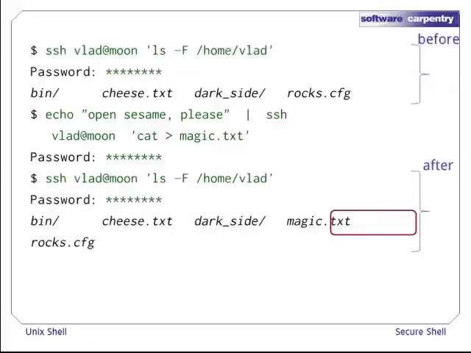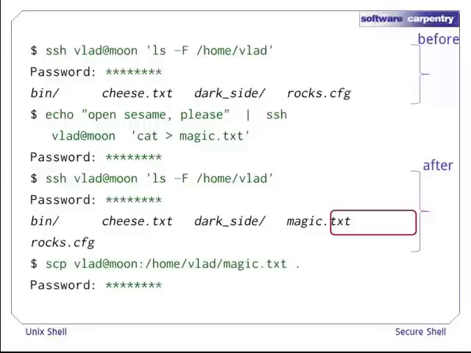The command has created a file on the remote computer in the user's home directory that contains the original stream of characters. And we can copy that file from the remote computer to our computer if we like.